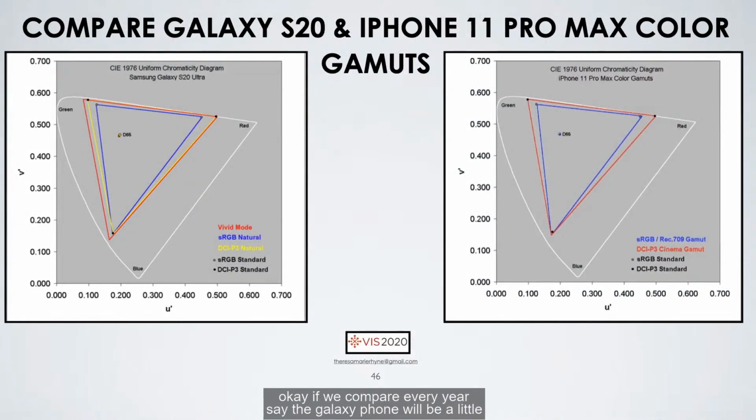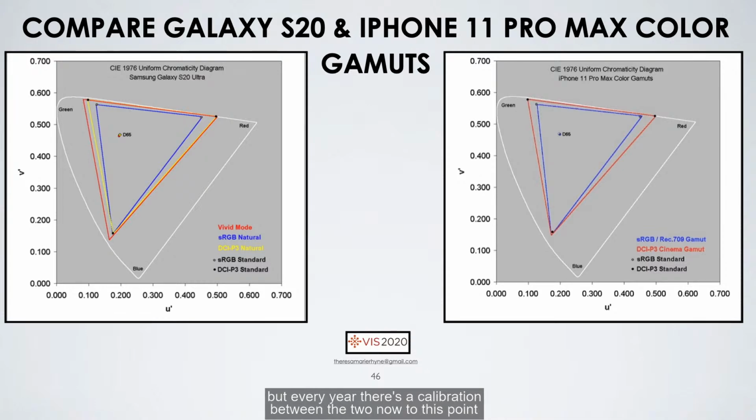Okay, if we compare every year, say the Galaxy phone will be a little better than the iPhone. Now I'm going to show you the Galaxy S20 and the iPhone 11 Pro. Since this video is probably going to be shown in October, there's a chance the iPhone 11 will be old and there'll be another iPhone product released by Apple. So these diagrams will be out of date. But every year there's a calibration between the two.